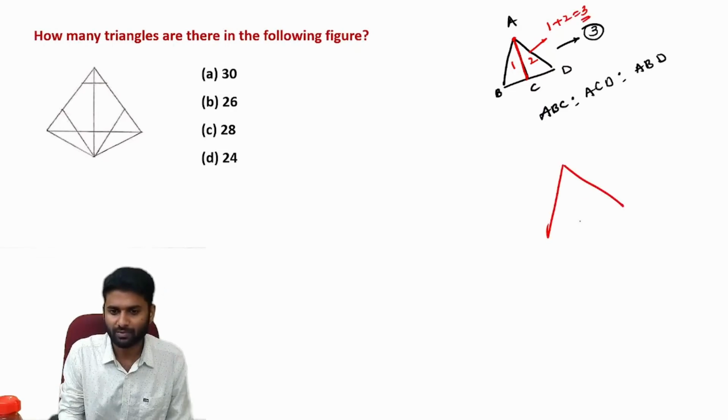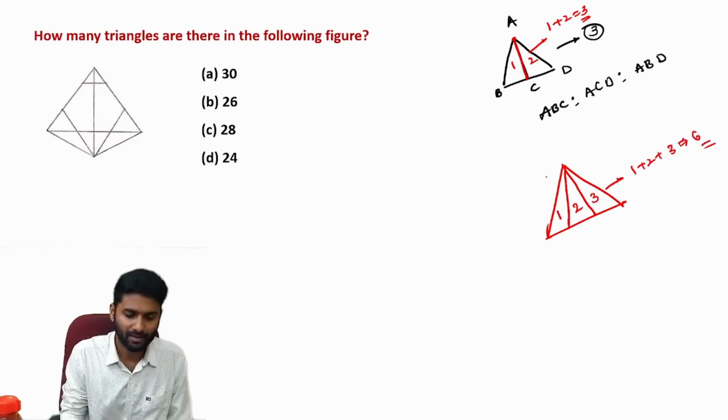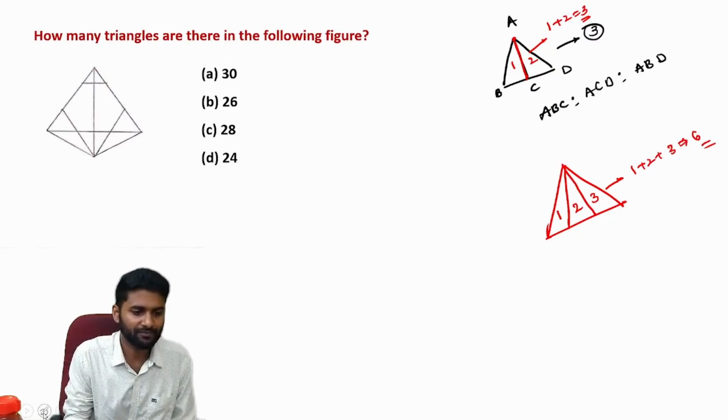Let me take one more example for better understanding. Let's take two lines which pass from the top vertex to the opposite base. Now it will divide it into three parts. Then the total number of triangles is 1 plus 2 plus 3 is equal to 6. Now apply the same concept to this picture.